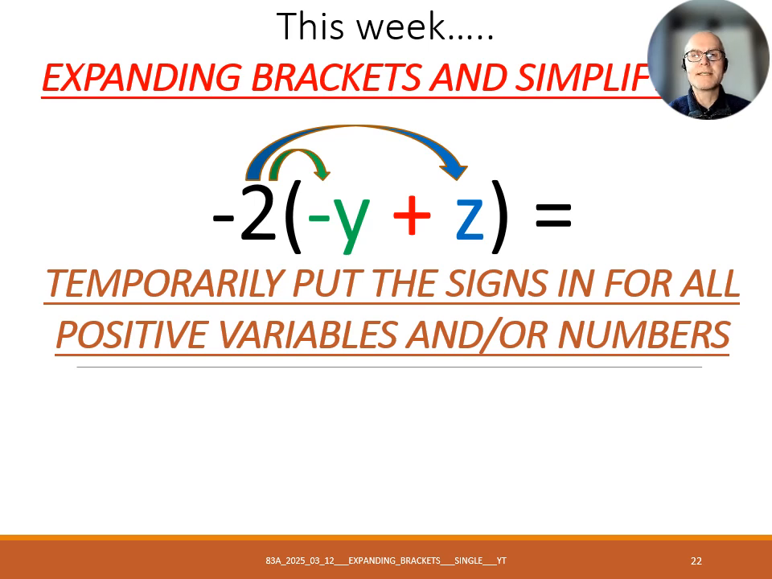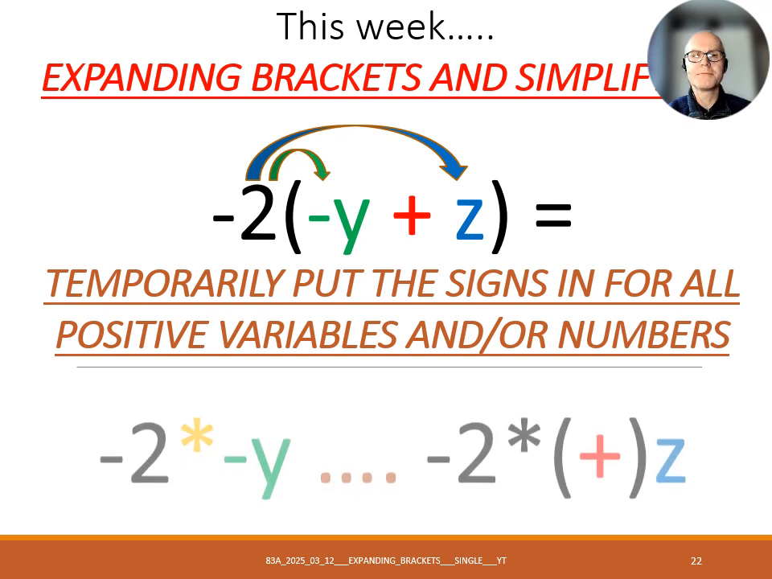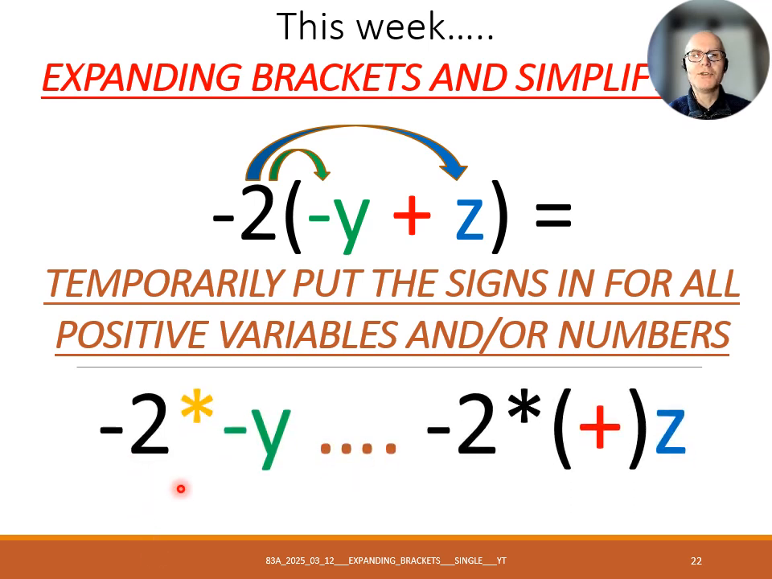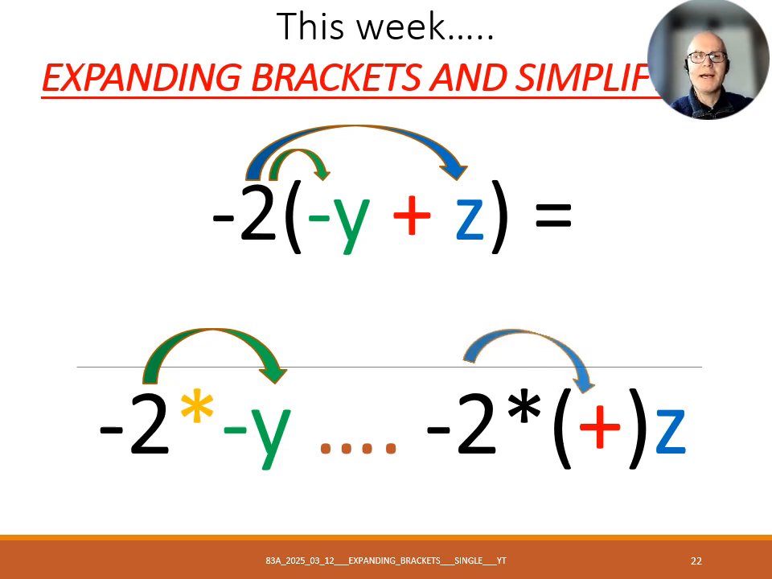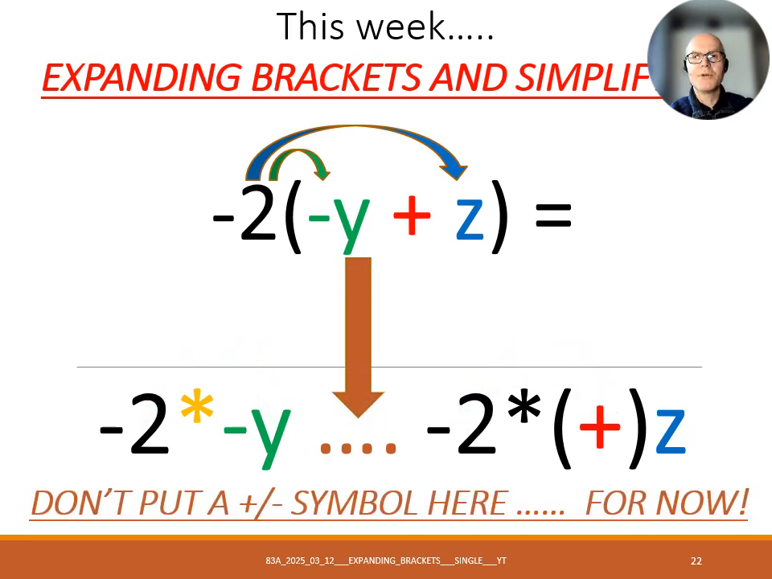Put the positive signs back in for any positive variables or positive numbers. We have negative 2 times negative y. Split the equation. Negative 2 times positive z. Here's where the positive comes for the positive z. Negative 2 times negative y, and negative 2 times positive z. Split the equation for now. We'll put it all back together again when we get to the answer step.